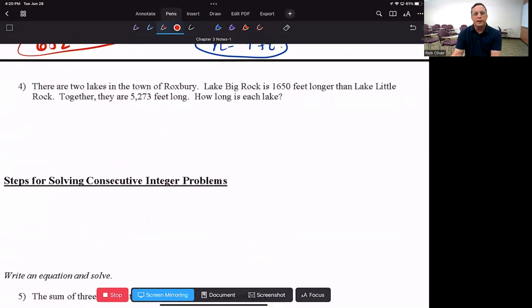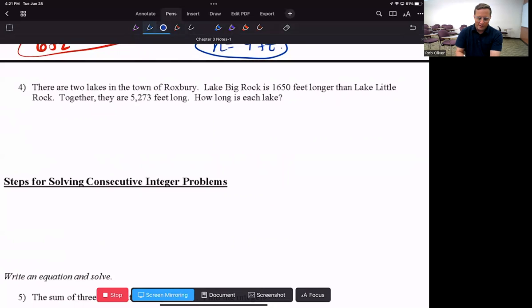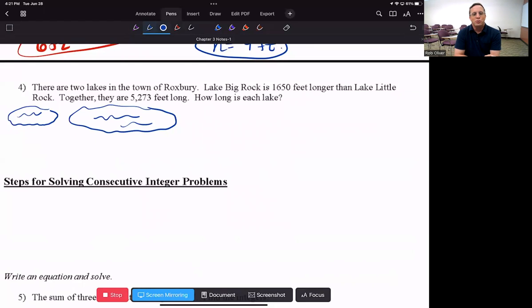All right, number 4. There are 2 lakes in the town of Roxbury. Lake Big Rock is 1,650 feet longer than Lake Little Rock. Together, they're 5,273 feet long. How long is each lake? Okay, so this is pretty much the same thing going on here. Not that you have to draw a lake, but I'm just going to. You've got a lake here and another lake. One's bigger, one's smaller than the other. There's some waves on that lake. So there are 2 lakes, and Lake Big Rock is longer, it's bigger.